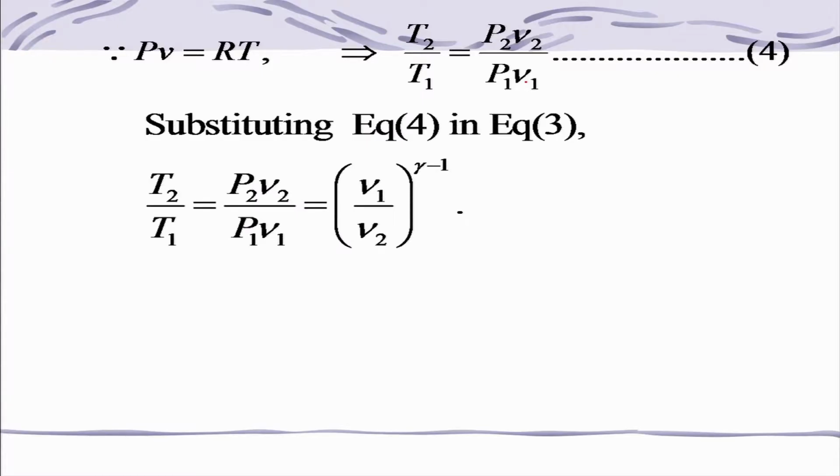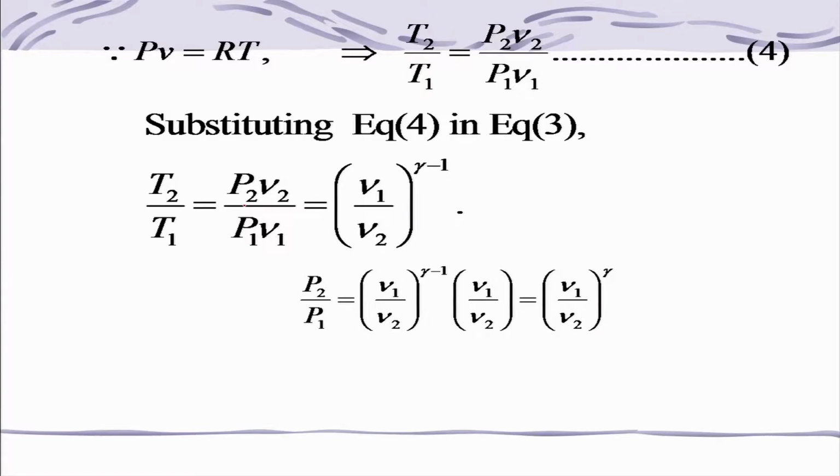And if you substitute these values here, from this we know the values between P2 by, this one. Because we have already derived that relationship, we can say P2 by P1 in terms of that, and you will get V1 by V2 to the power gamma minus 1.